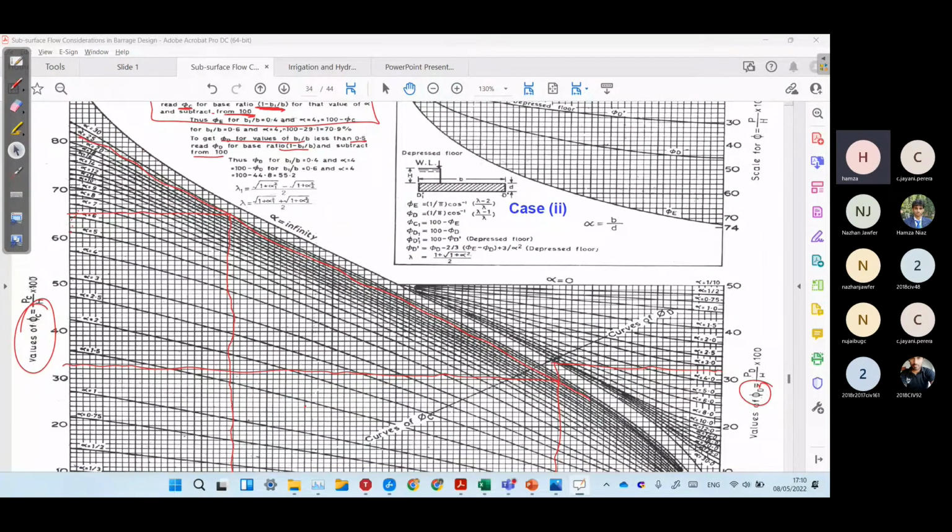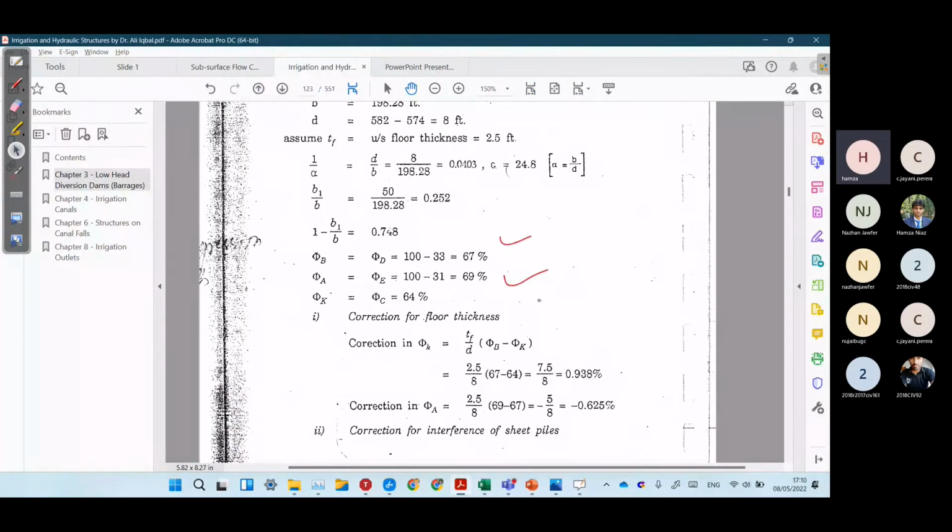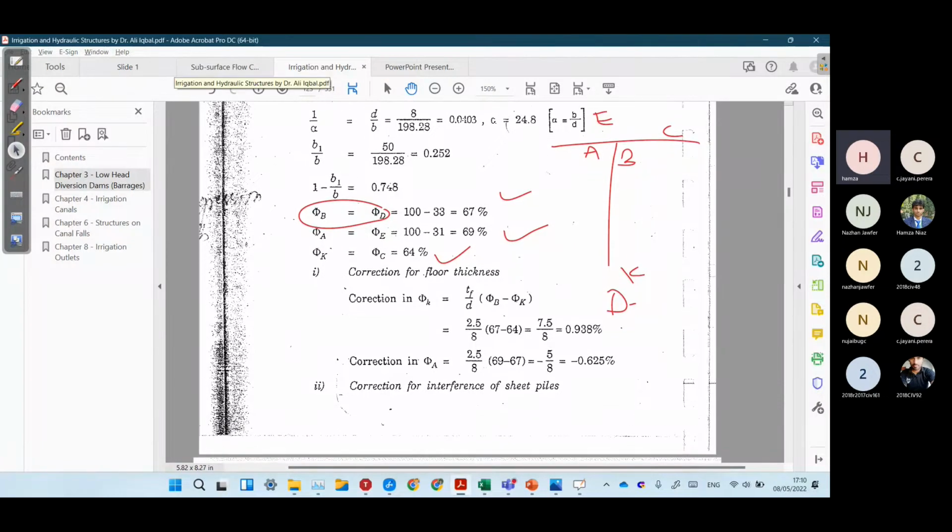This is how we have to use this Khosla's method. So they have calculated this phi B, phi A. They have just named this portion as A, K, and B, I think. So actually, this is E, D, and C. They have written this as B as D, yes, and I think they have just changed the naming. The rest is the same.